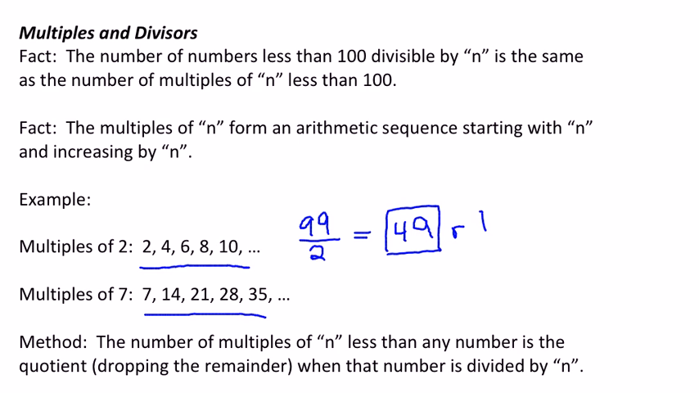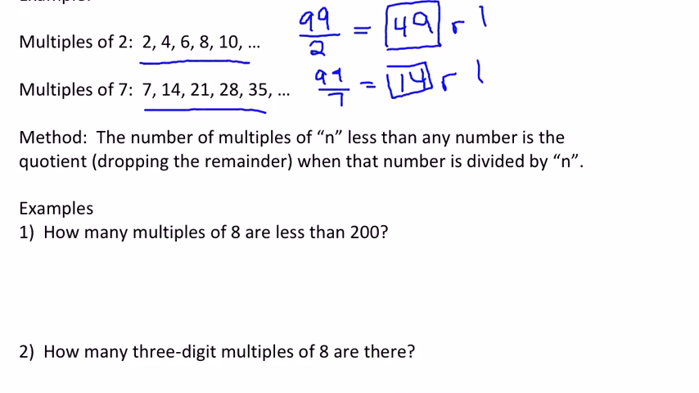You can do the same thing for 7s. You do 99 divided by 7, and that is 14 remainder 1, because 14 times 7 is 98. And so that means there are 14 multiples of 7 less than 100. So let's look at a few examples of how these play out.